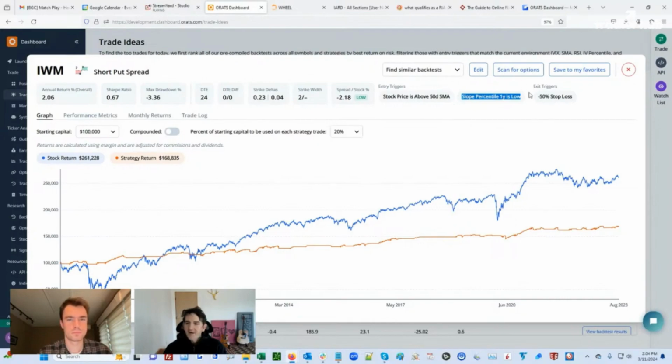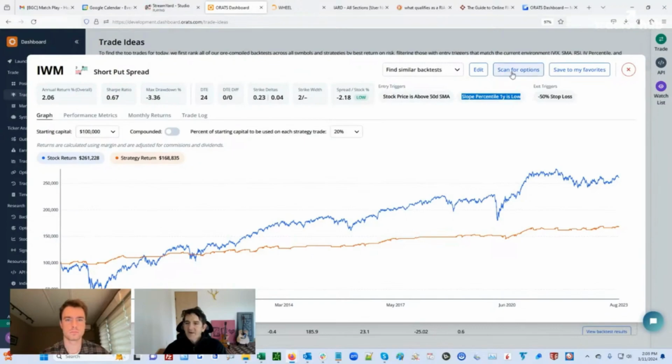And then for exiting this position, it exits at a 50% stop loss. The setup of the trade itself is 24 days to expiration. You're selling a 23 delta, buying a 4 delta. Now, one of the things that we could do with this is, if we wanted to add more entry triggers or do other things, we could go, view similar backtests.